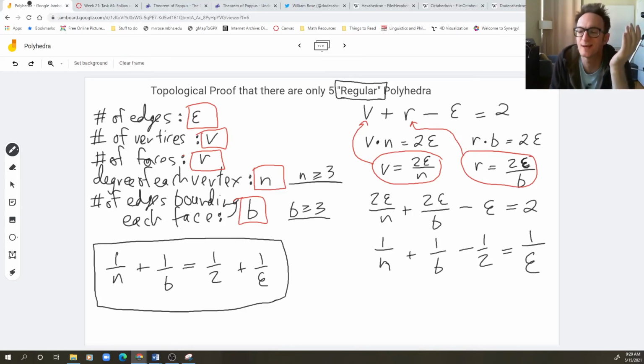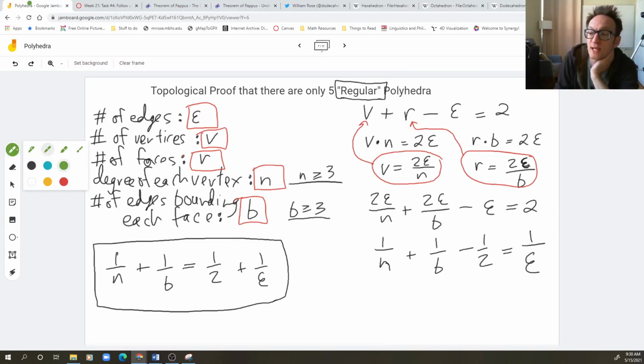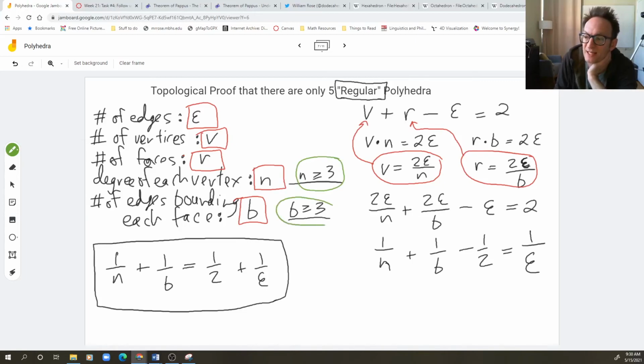So we have this equation in which n is a positive integer, b is a positive integer, epsilon is a positive integer. In fact, n has to be greater than or equal to 3, and b has to be greater than or equal to 3. Using only these facts, and the fact that they're all integers, I'm going to now prove to you that there are only 5 possible combinations of n and b which satisfy the condition that they be integers, that n be greater than or equal to 3, that b be greater than or equal to 3, and that this formula holds. And the key insight here is that only relatively small numbers are going to work.